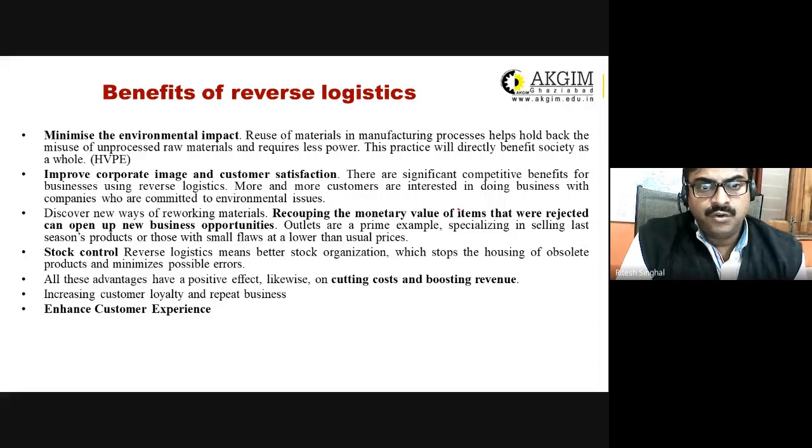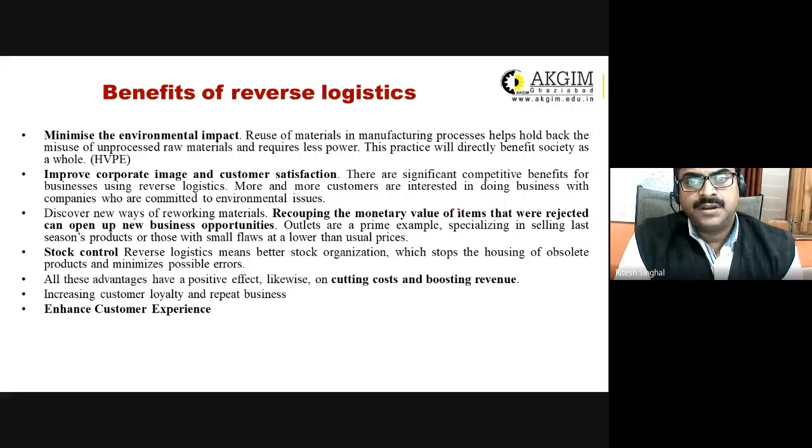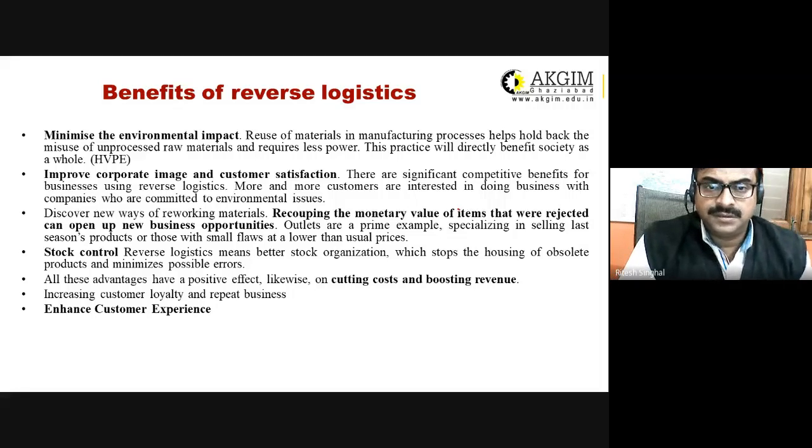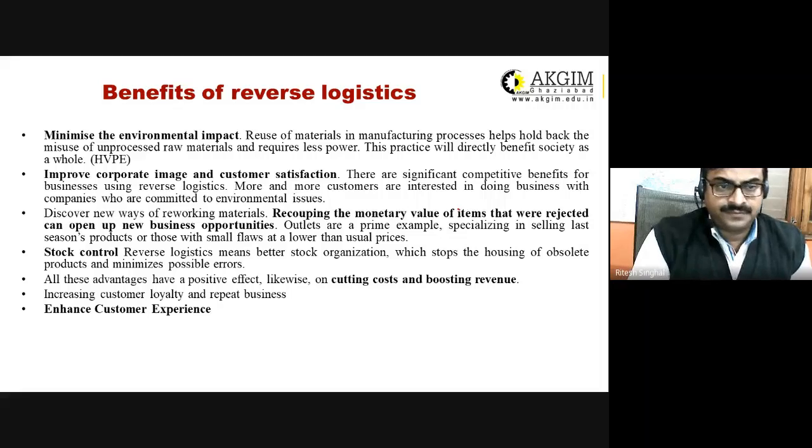Third is discovering new ways of reworking material. Recouping the monetary value of items that were rejected can open up new business opportunities. Outlets are prime examples, specializing in selling last season's products or those with small flaws at a lower price. You may have seen a last minute sale, or maybe a sale of returned products at lower prices. That is also there.